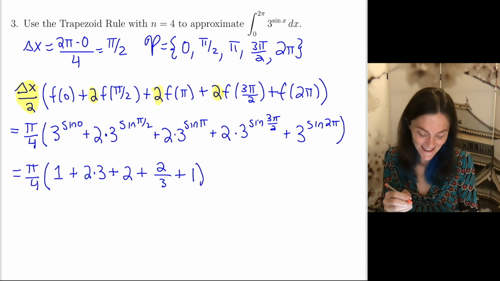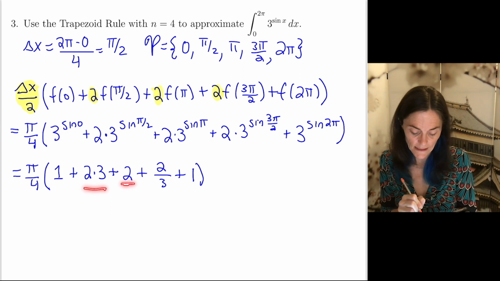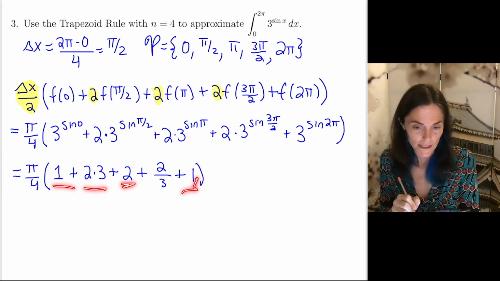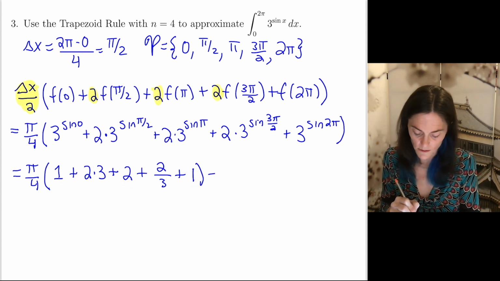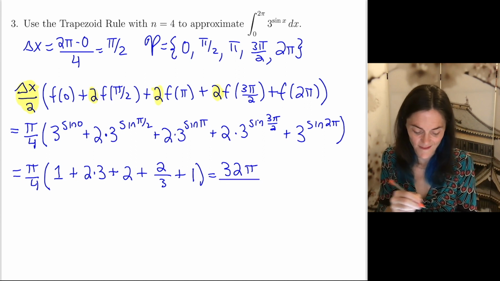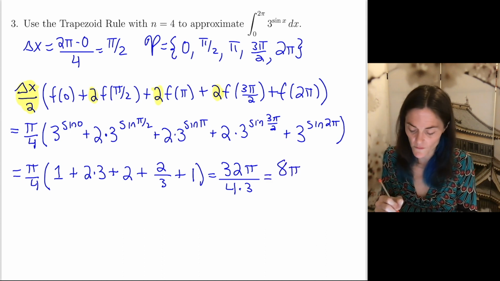Now, you see, this is what I was saying, how beautiful this is. We can do this by hand. This is 6, 7, 8, 9, 10, and 2/3, which is 32/3. And this simplifies to 8 pi over 3.